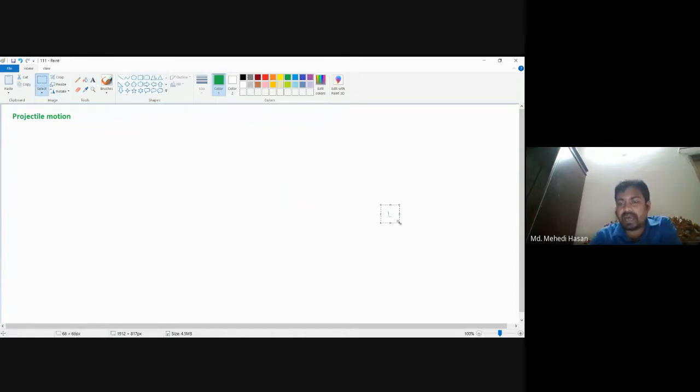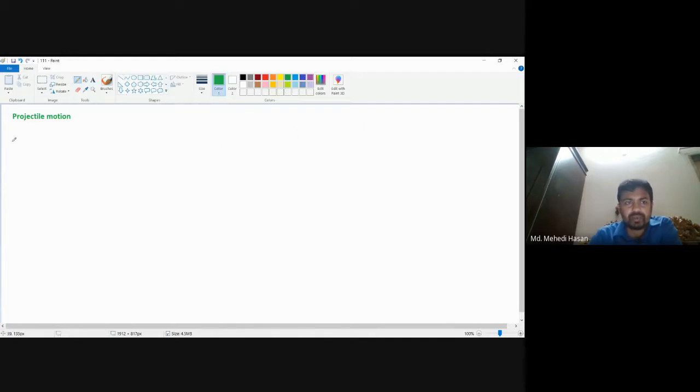For height, we will use y minus y naught. For horizontal distance, we will use x minus x naught. For velocities, it will be vx or v naught x, vy or v naught y, and also the maximum height. So let's see the details.